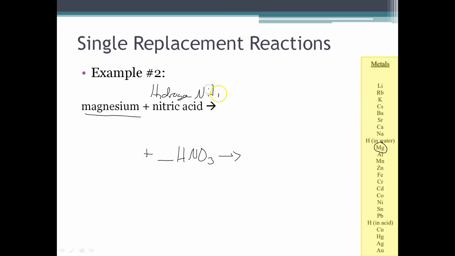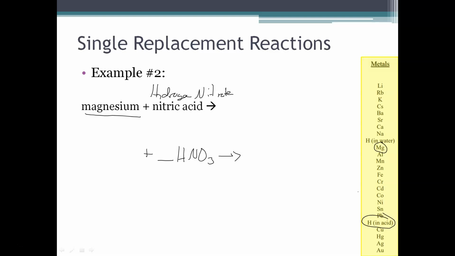Hydrogen nitrate. Now you know what to compare it to. Okay, now you know what to compare magnesium to. So students always get caught up with acids, so don't let that happen to you. Underline magnesium, find it, and then you have to compare it to something else in this chart. Well, you see the word acid down here, so it's kind of a giveaway for what you got to do.